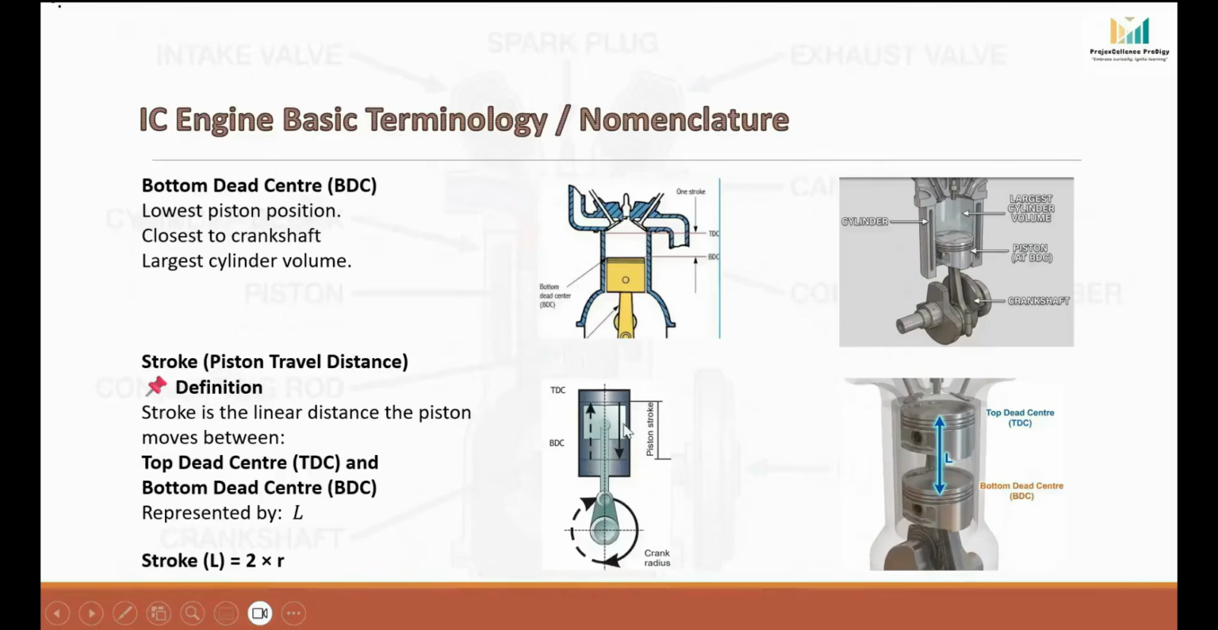Engine capacity depends on stroke. Along with bore, stroke decides how much volume the engine can handle. Larger stroke means larger displacement, more power potential. Long stroke engines have higher torque and lower speed, and short stroke engines have high speed but lower torque. So heavy engines like marine or power plant engines use long stroke, and cars and racing engines prefer shorter stroke.